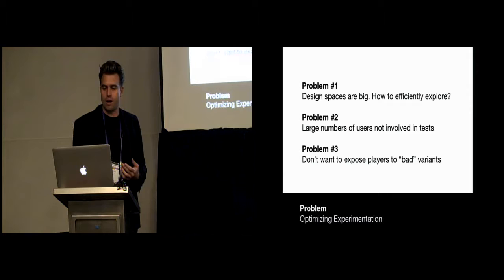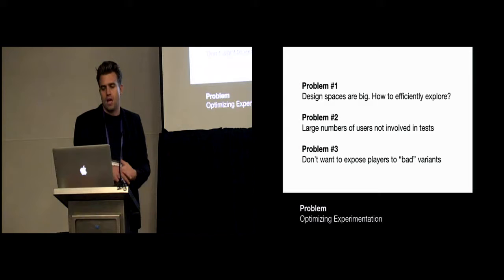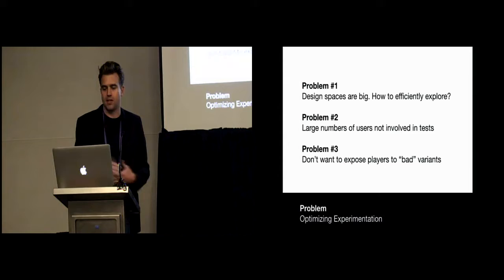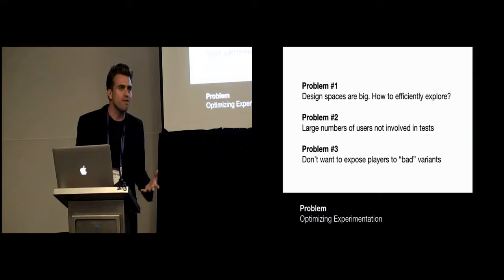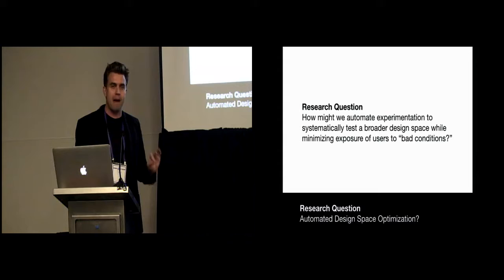So first problem, it's a really big design space. We want to efficiently explore it, and we want to automate it because it's too hard to set up all these experiments. The other problem is that we've got so many users, we're not taking advantage of the experimental capacity. And the third problem is that we don't want to just throw a bunch of bad designs in front of users willy-nilly. We want to give them stuff that's probably the best. And so framed as a question: how might we automate experimentation to systematically test a broader design space while minimizing the exposure of users to bad conditions?